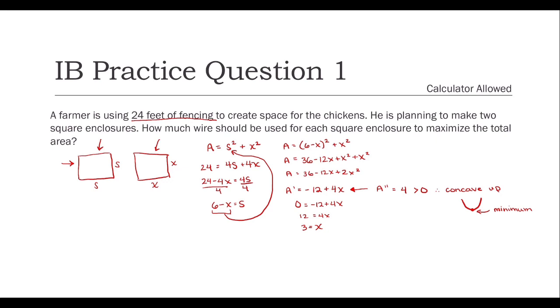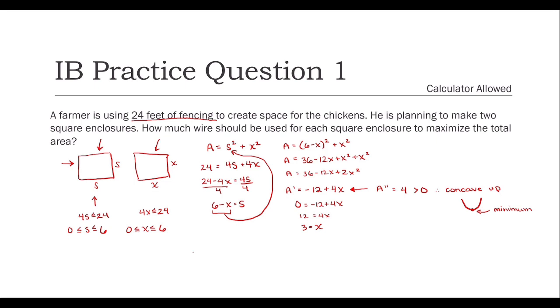So now we'll look at our endpoints. Our total perimeter has to be less than or equal to 24. So 4S has to be less than or equal to 24, and 4X has to be less than or equal to 24. Those are 2 more constraints. So this means that S has to be less than or equal to 6, and X has to be less than or equal to 6. They also can't be negative. So it would have to be between 0 and 6. So we'll test our endpoints.